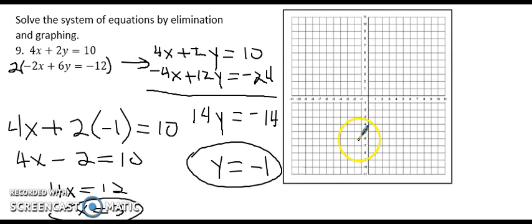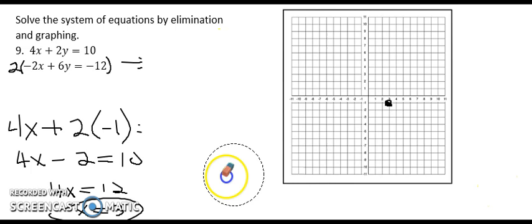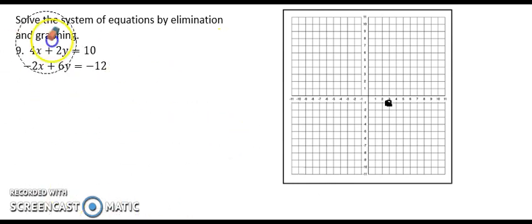We have a point of intersection. X is equal to 3. Y is equal to negative 1. That's the point right here. I'm going to go ahead and solve both of these equations for y and graph them and keep my fingers crossed that we will go through that point there. So I'm going to put it on pause.